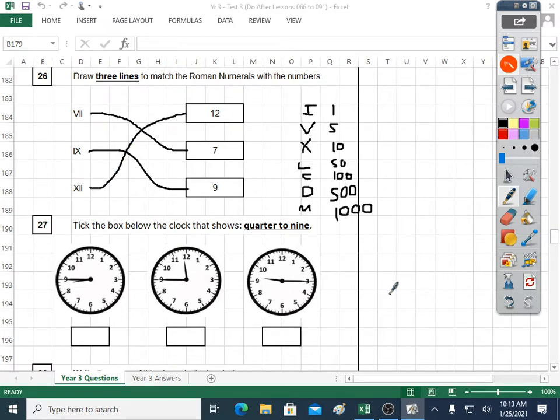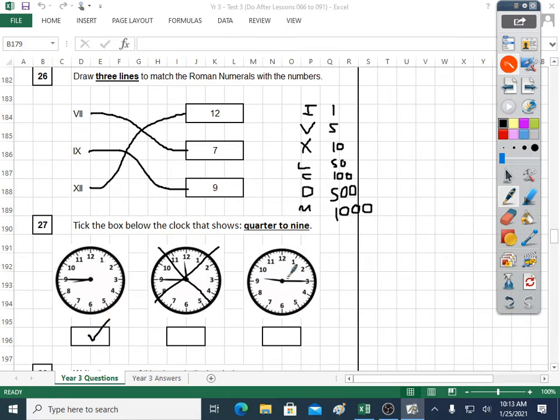And we're okay. Question 27. Tick the box below the clock that shows 8:45. Let's look for the hour hand. This hour hand's just before 9. This hour hand is around 12, so it's not that one. And this hour hand is just past 9, so those two are near to 9. We're on 8:45. So this hour hand has not quite reached 9. This hour hand is already past 9. So it's got to be the first one.